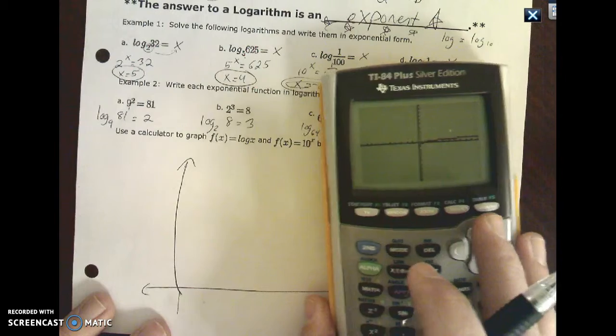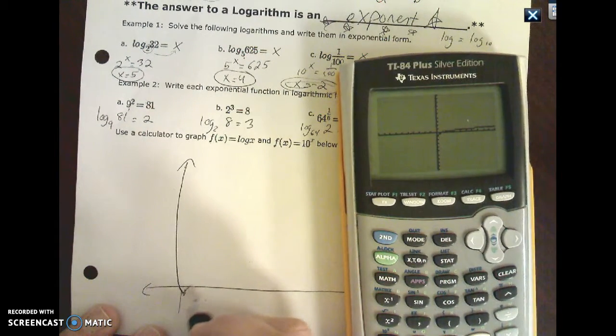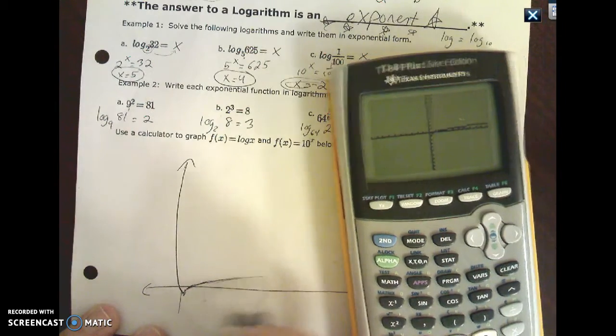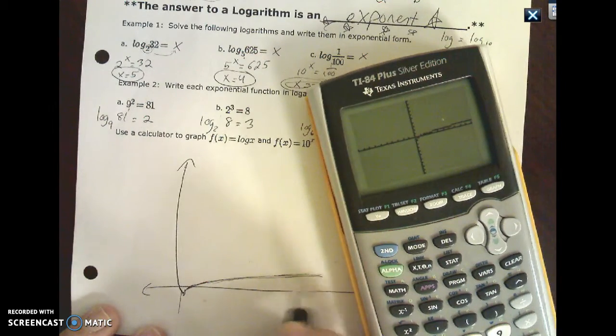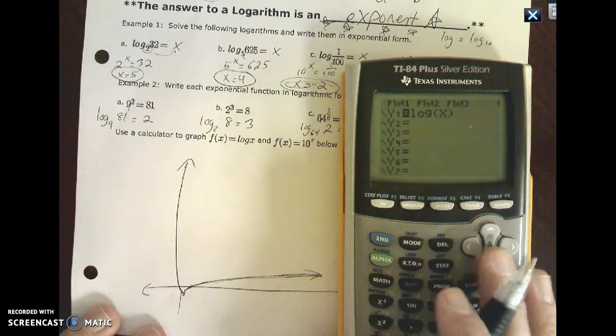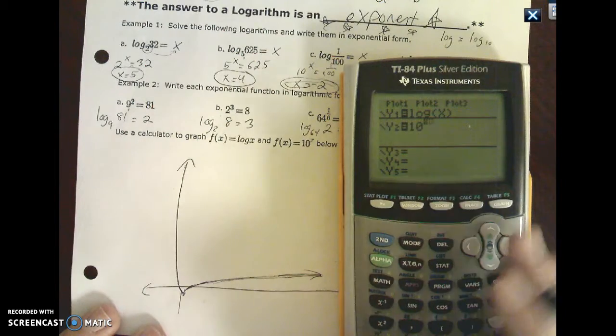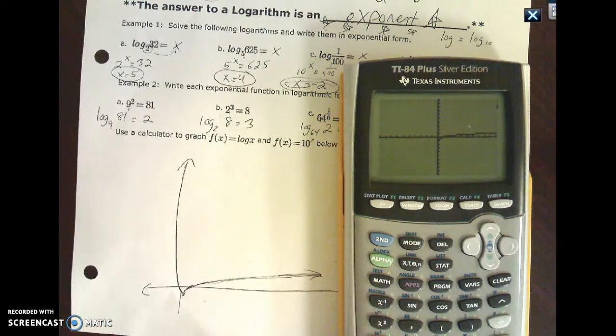Okay, I'm going to go ahead and just give a rough sketch of this right now. Okay, and then let's see here. The second one is e to the x, or sorry, 10 to the x. Let's graph that one.